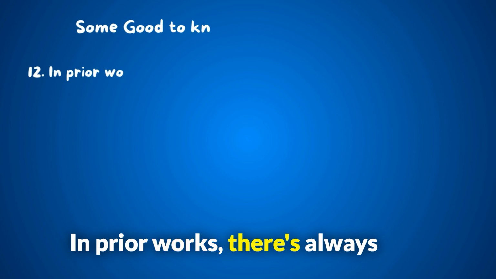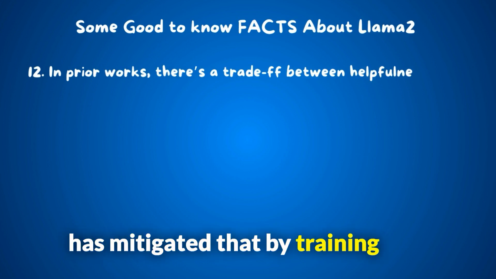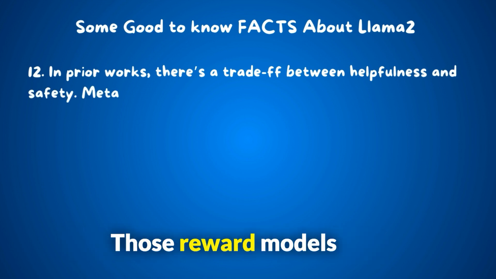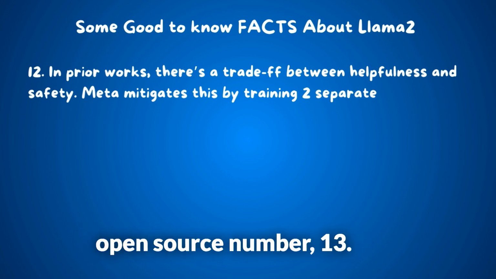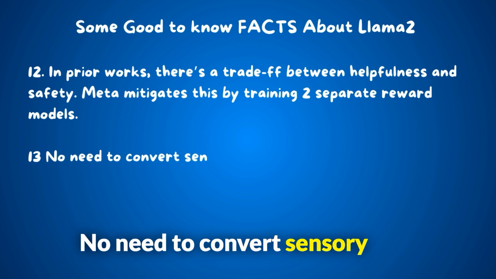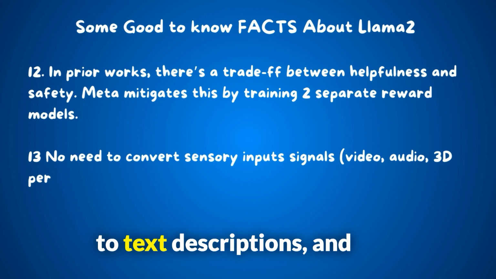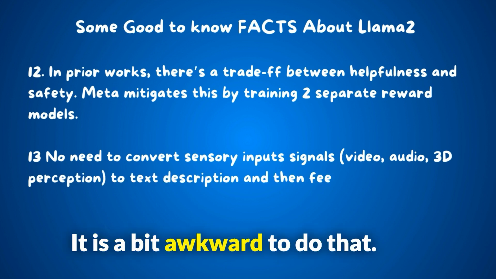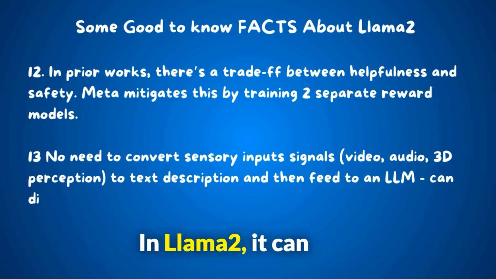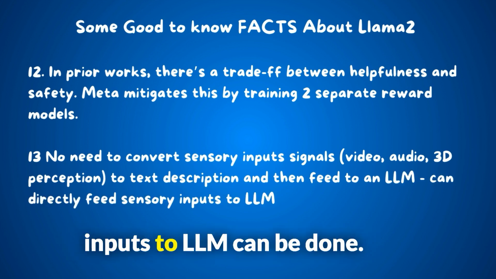In prior works, there's always been a trade-off between helpfulness and safety. Meta has mitigated that by training two separate reward models. Those reward models are not open source yet, but it would be really beneficial if they are made open source. Number 13, no need to convert sensory input signals such as video, audio, images, 3D perception to text descriptions and then feed them to an LLM. It is a bit awkward to do that. In Llama 2, it can be done directly. The direct feed of sensory inputs to the LLM can be done.